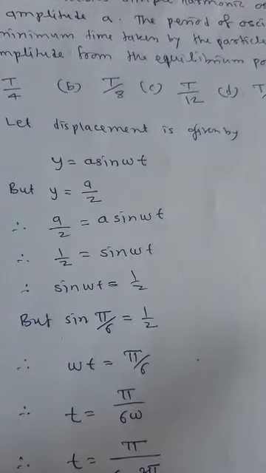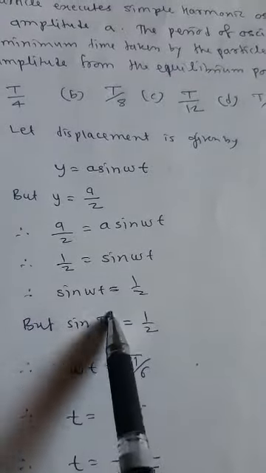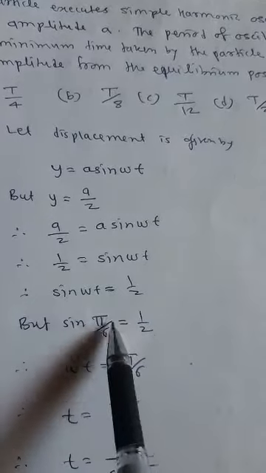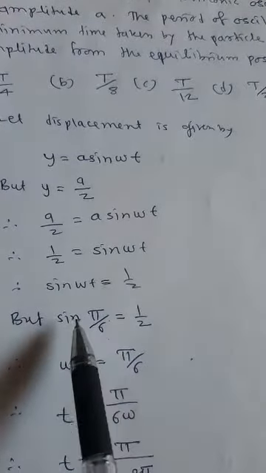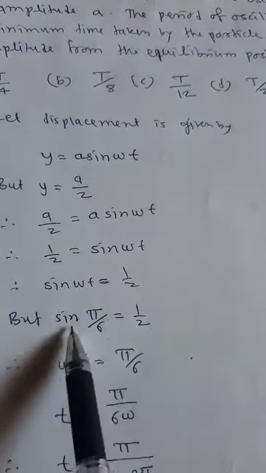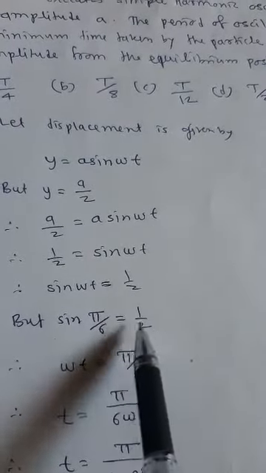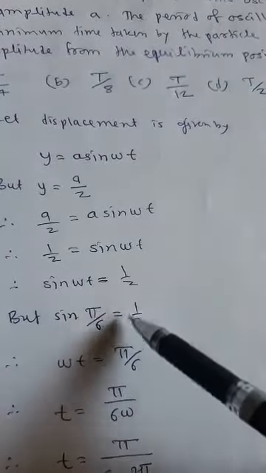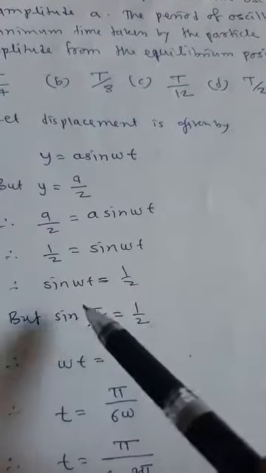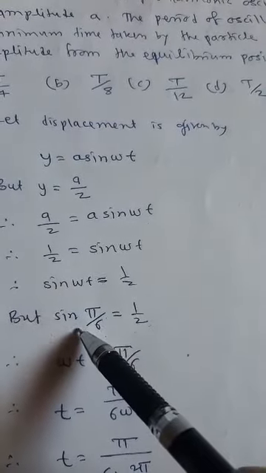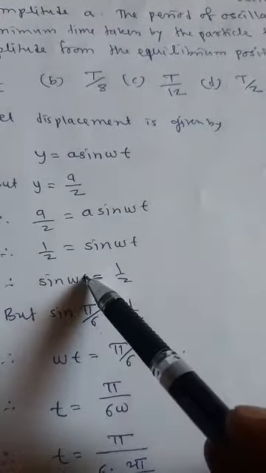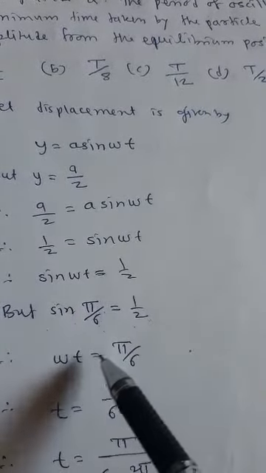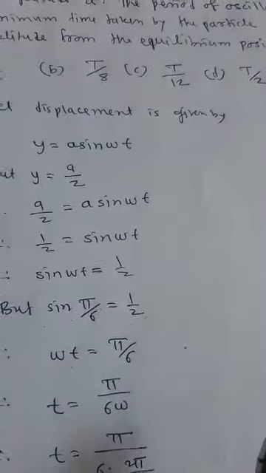But we know that sine of pi by 6 is equal to 1 by 2. Sine 30 degree means pi by 6 radian, so sine pi by 6 radian is equal to 1 by 2. Now equating these two equations, we get sine of omega t is equal to sine of pi by 6. Therefore, we can write omega t is equal to pi divided by 6.